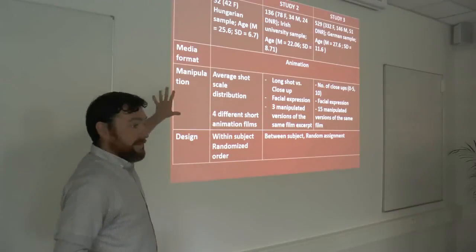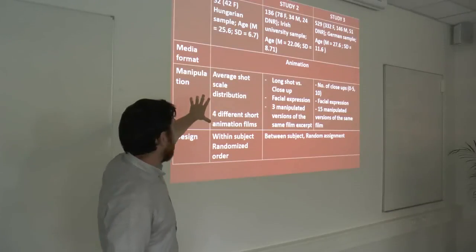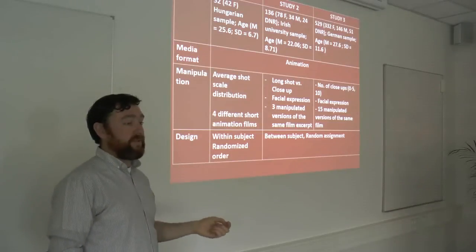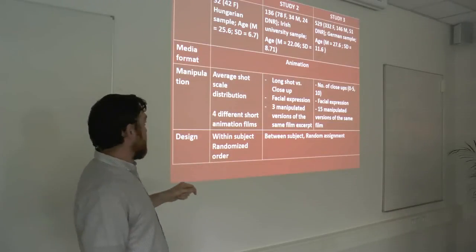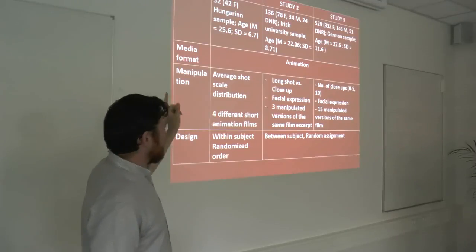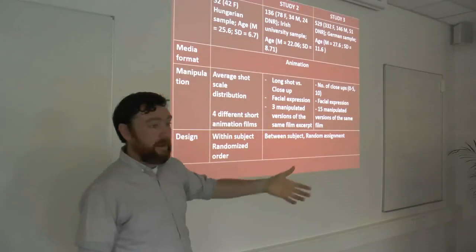And the thing that distinguishes the 3 studies is really in this area here. So the first study was an analysis of the average shot scale distribution of 4 pre-existing films, and I'll present the results for that in a second. And then study 2 is a little bit larger, and studies 2 and 3 were this experimental manipulation.